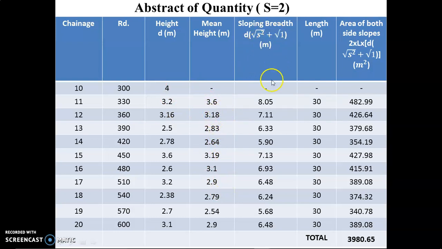Now we put this value in our formula and we get these answers. These answers are the sloping width. Now we multiply with length, so we get the area of both side slopes. So we multiply 8.05 into 30, we get 482.99 as a value. Here we multiply 7.11 into 30, and we get 426.64. Similarly, we multiply up to the 20th chainage and get the area of side slope. Summing it, we get 3980.65 as the total area of side slope.